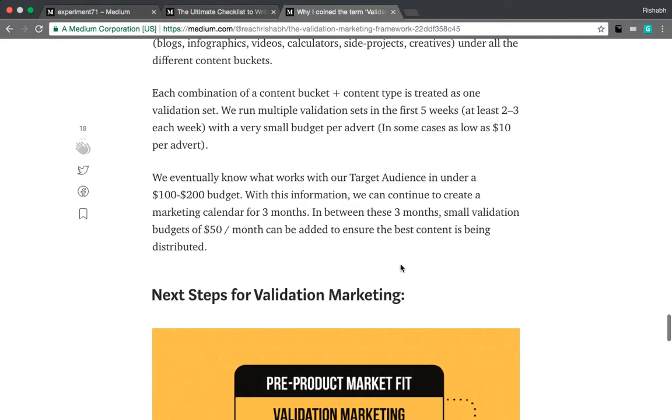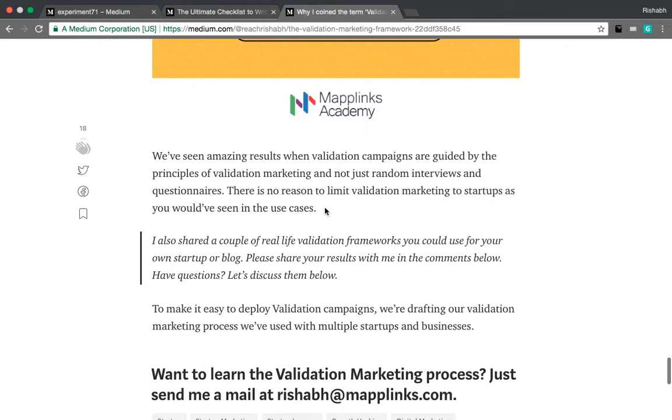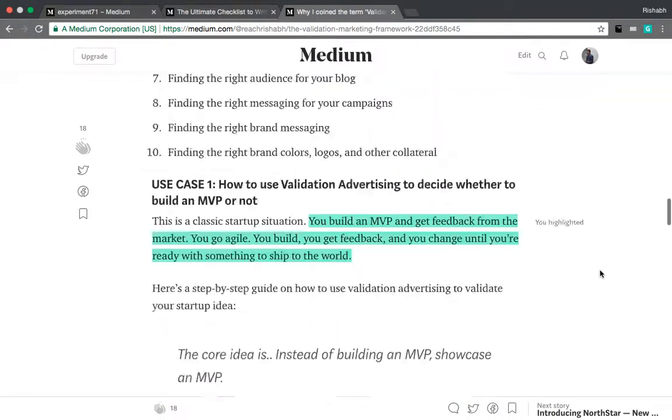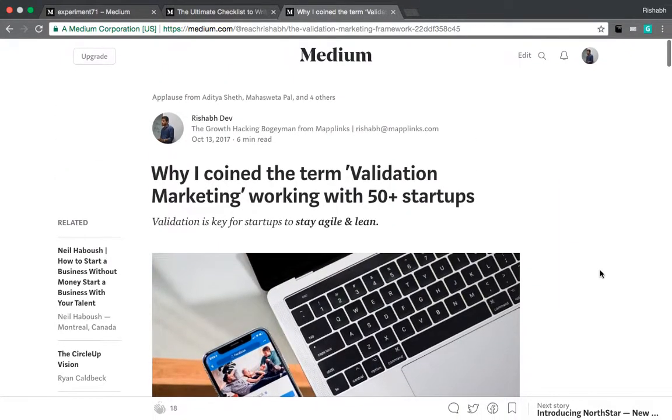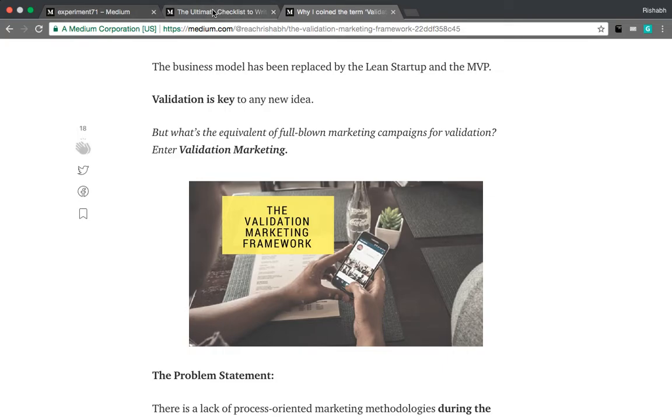And here's another one. There's no reason to limit validation marketing to startups. So I want to say at the end that even if you're a big business, you can still do validation marketing. So that's something I want to highlight. And we're ready to promote this article. We're going to go back to experiment 71 and start working on the promotion.